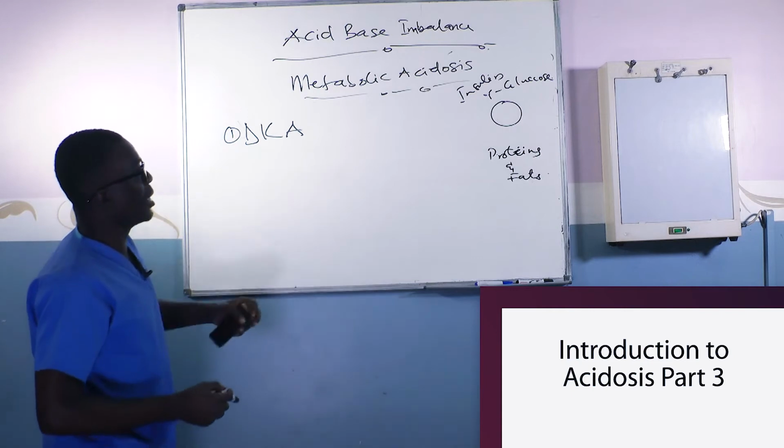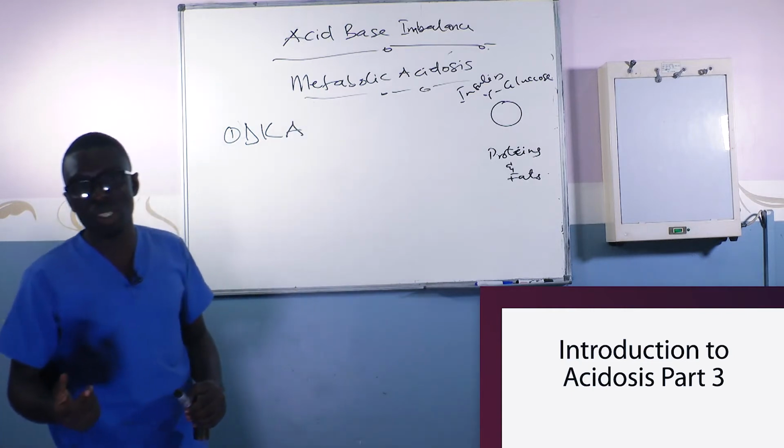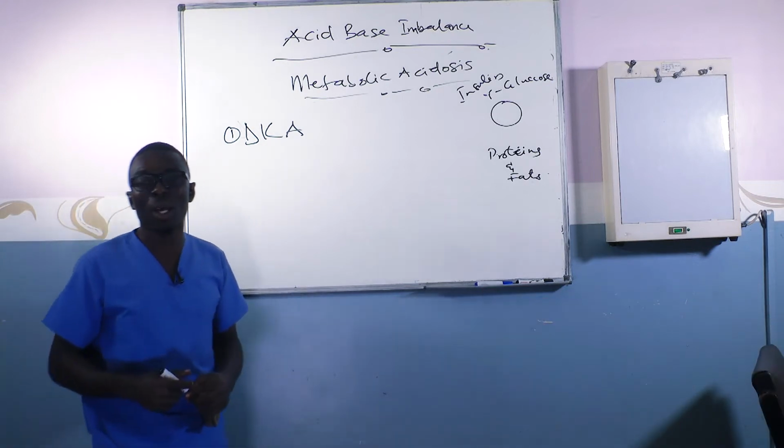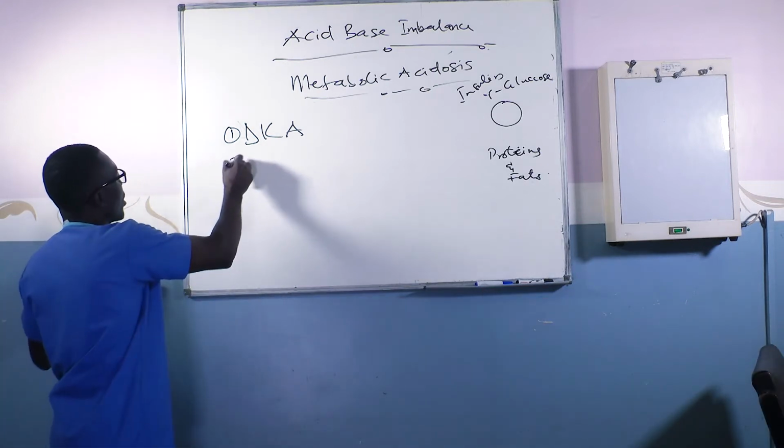So we've talked about DKA as a form of metabolic acidosis. So now let's look at the second one. So the second one, we have hyperchloremic acidosis.